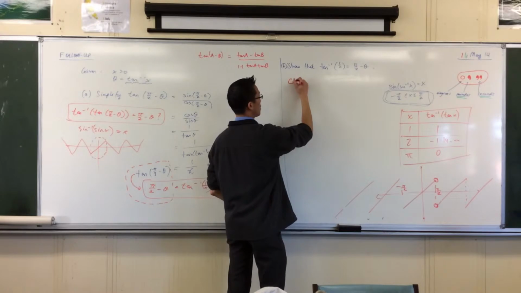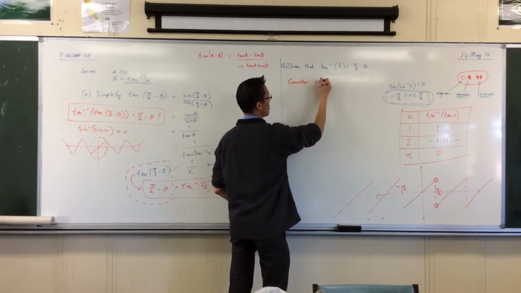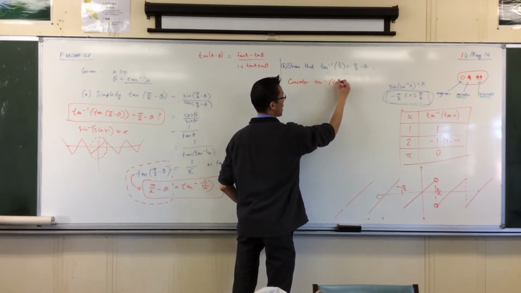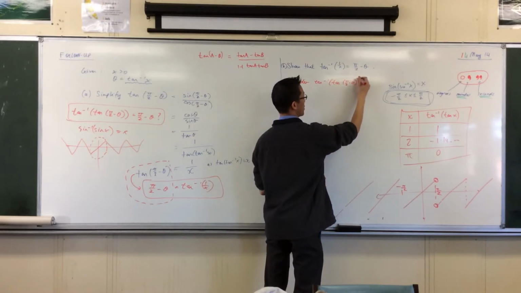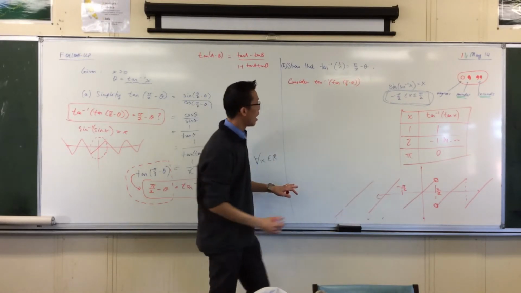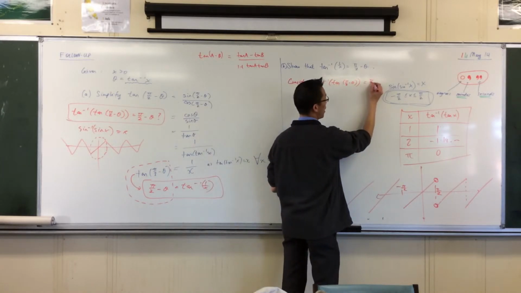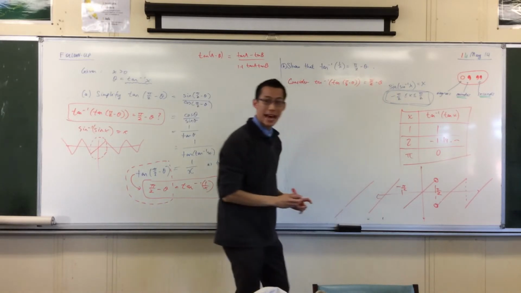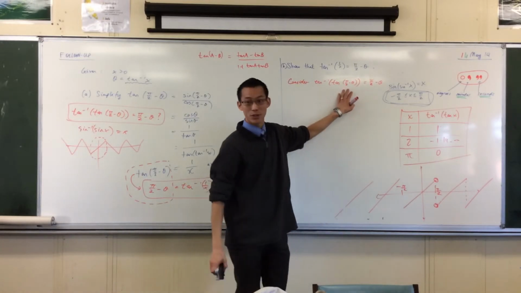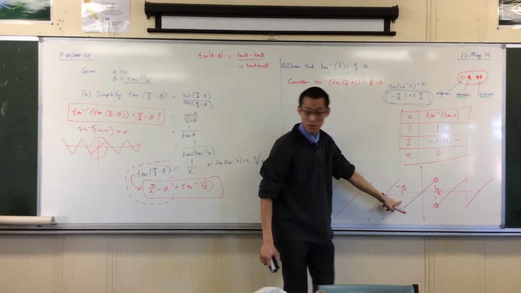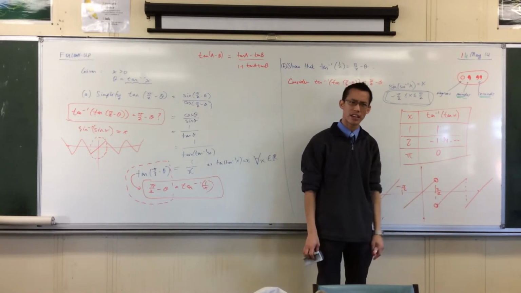So I want to consider tan inverse of tan of pi on 2 minus theta. I want it to be equal to pi on 2 minus theta. Where is that the case? And the answer is when that angle is between negative pi on 2 and pi on 2. Does that make sense?